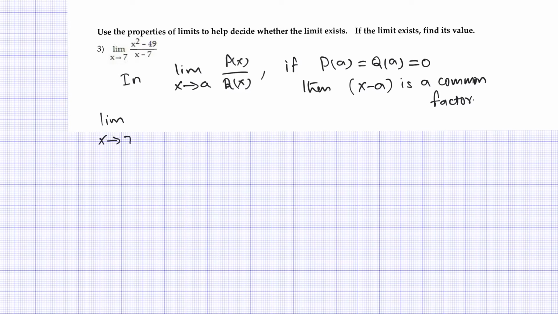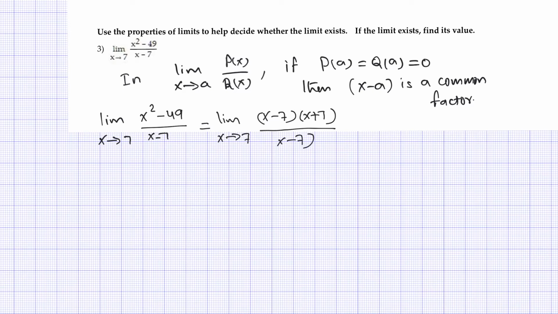The limit as x approaches 7 of x squared minus 49 divided by x minus 7 can be written as limit as x approaches 7, rewriting the numerator as a product of x minus 7 and x plus 7, and cancelling out the denominator x minus 7, we obtain limit as x approaches 7 of x plus 7, which is equal to 14.